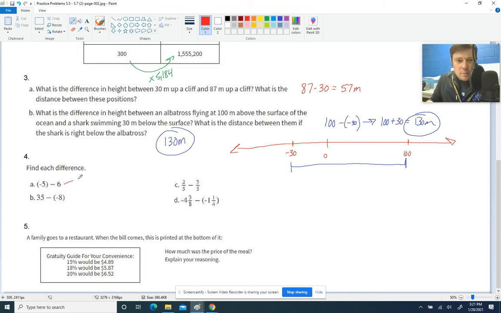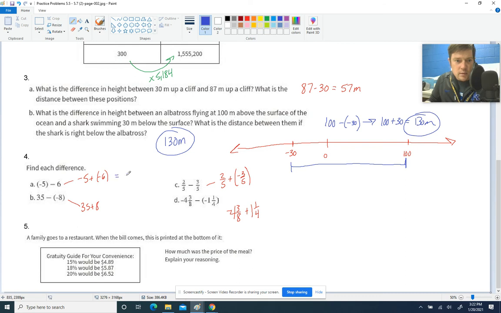Find each difference. So like we did on the first page, add the opposite. Add the opposite. Add the opposite. And add the opposite. And it will make these easier. So let's do this first one here.